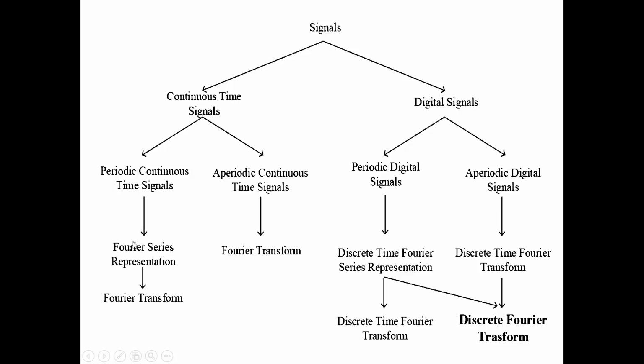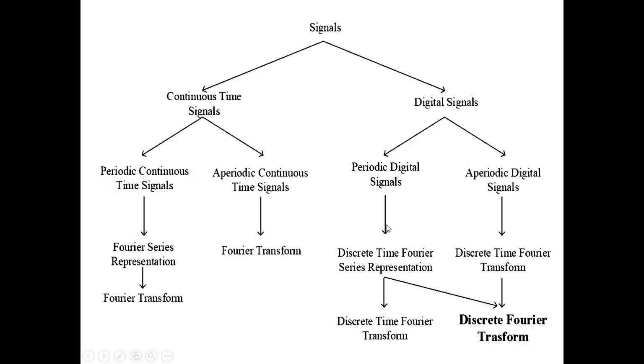Now there exists a Fourier series representation for periodic continuous time signals, whereas the Fourier series representation does not exist for aperiodic continuous time signals. After the periodic continuous time signals are represented using the Fourier series, we can take its Fourier transform to perform the frequency analysis of the signals. In the aperiodic continuous time signals case, we will have to directly take the Fourier transform. Similar is the approach in digital signals also.